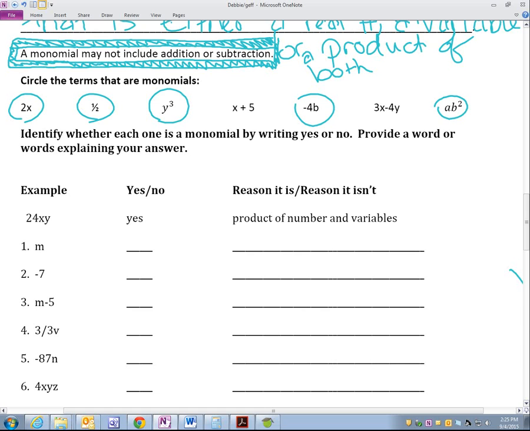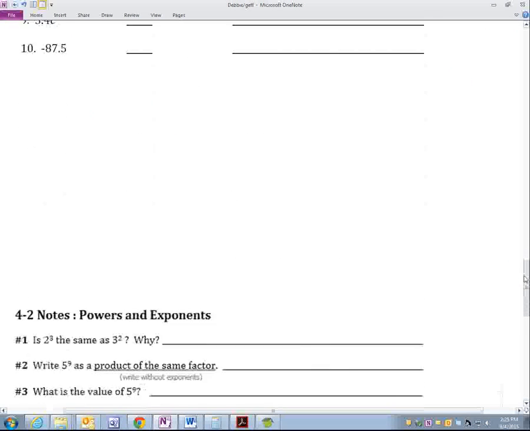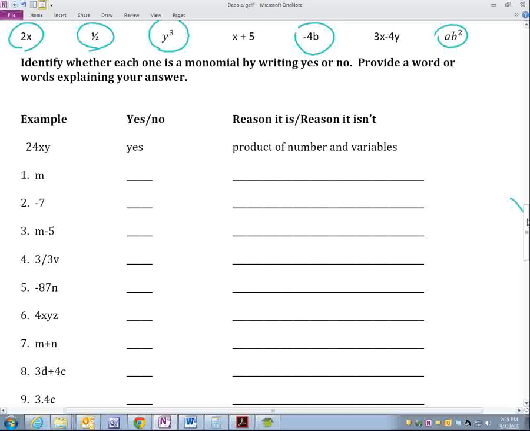Now, we still have to start 4-2. For this one, identify which is a monomial by writing yes or no and provide a word or words explaining your answer. You can abbreviate here. It shouldn't take you long to recognize what you just boxed in, if it has it or it doesn't. I'm going to give you 2 minutes to do that, and in 1 minute's time, I'm going to write what the answers will be, so you can double check yourself. And don't forget the reasoning.